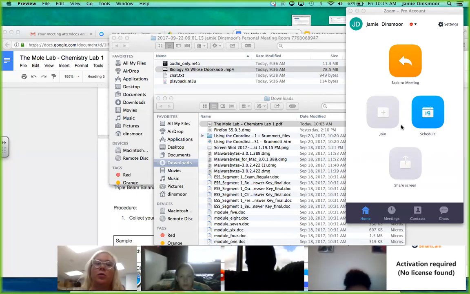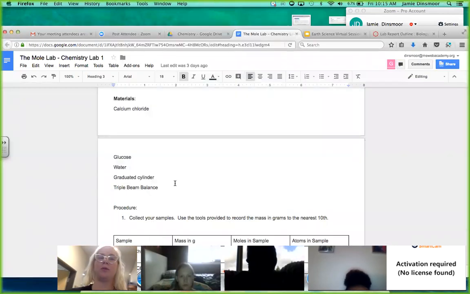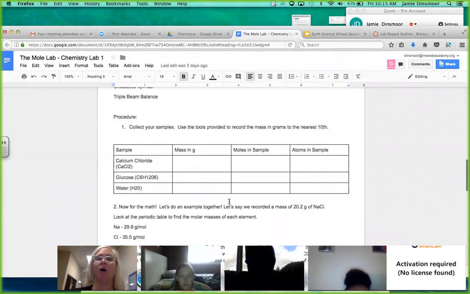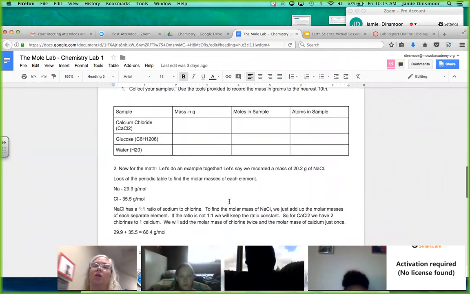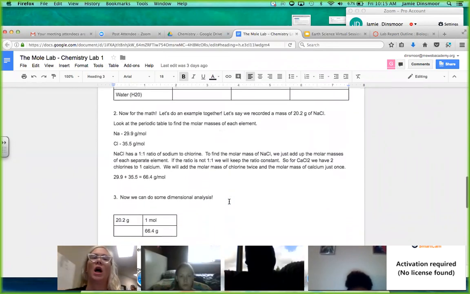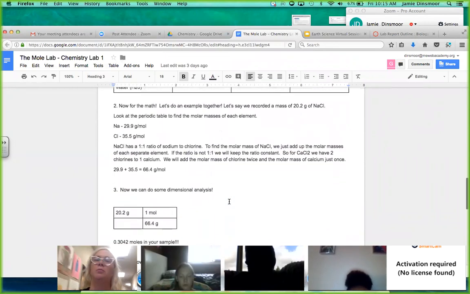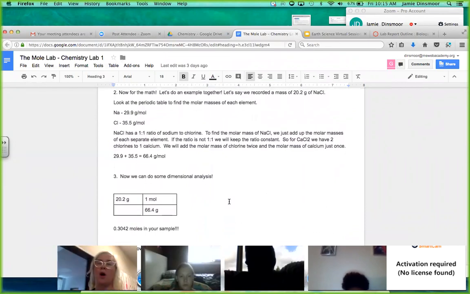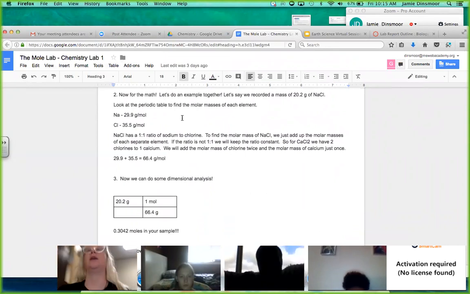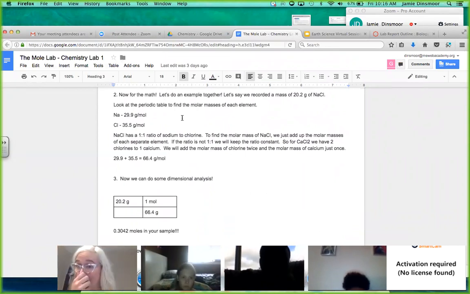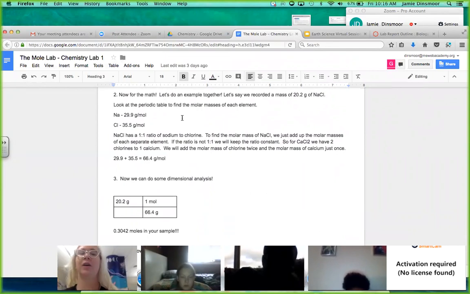So we're going to do an example first. The example is going to be underneath the data table. What we're going to do is learn about sodium chloride and the moles of that. If you're following along at home, we're looking at step 2 now for the math, and then we're actually going to go back and do the measuring afterwards, and then you will do more math.